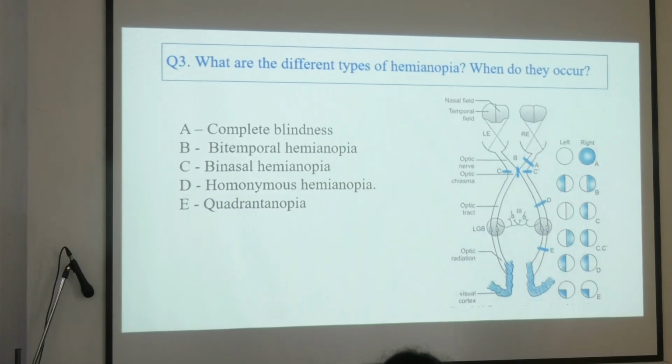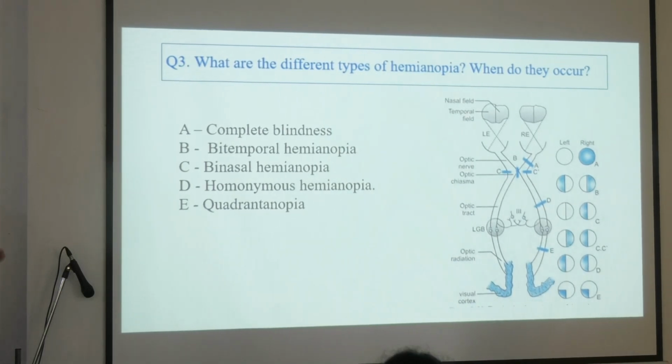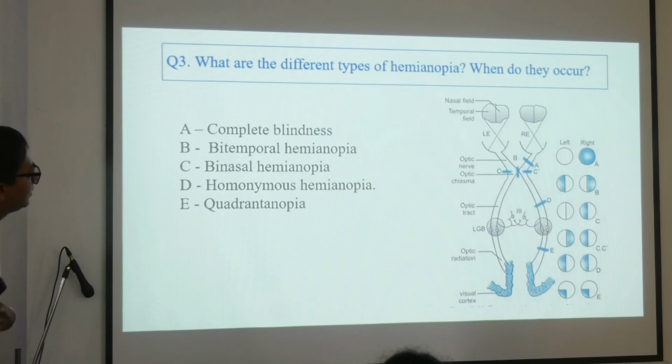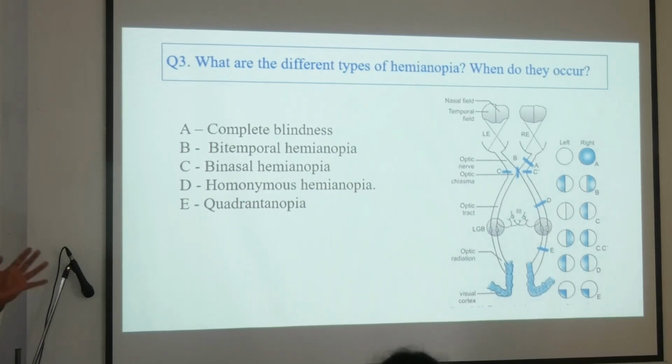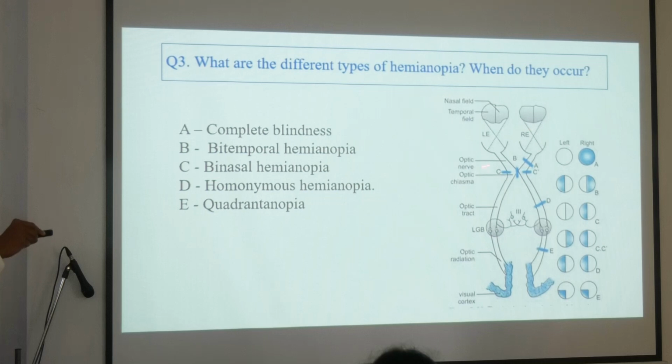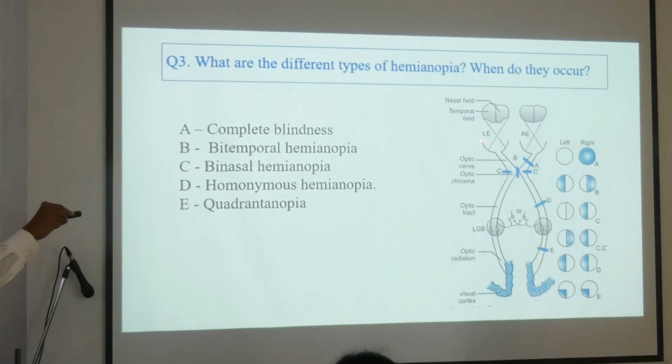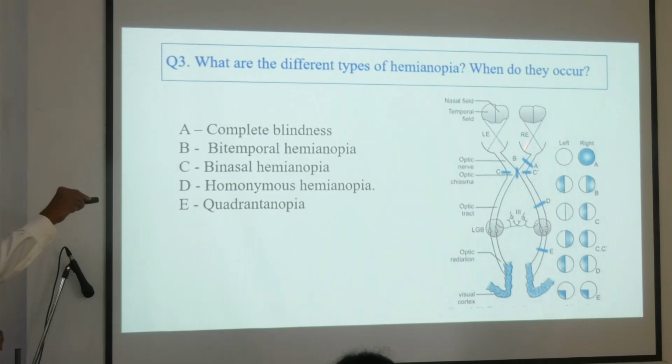Okay, now what happens in pituitary tumor or any kind of lesion in the optic nerve pathway? So you need to know the normal optic nerve pathway. So the optic nerve starts from here, right? So this is the left eye and this is the right eye.